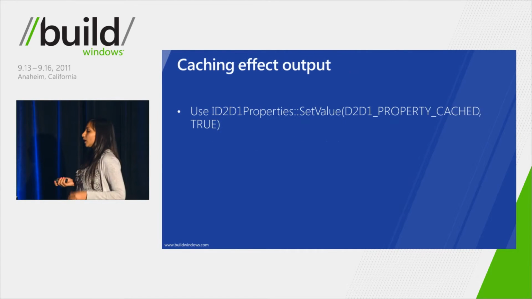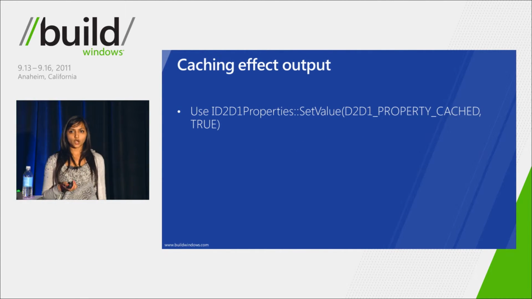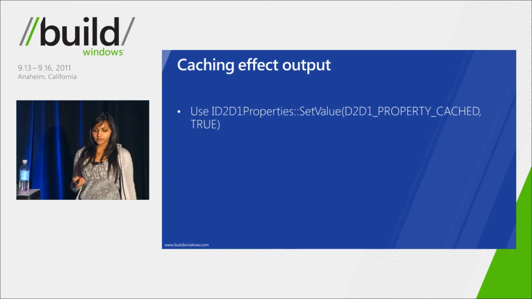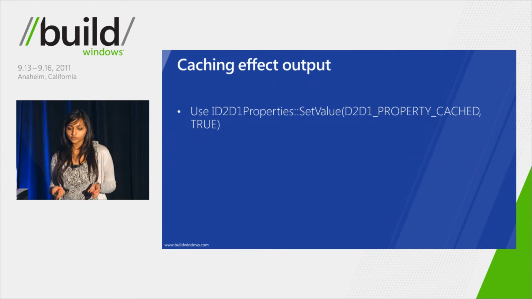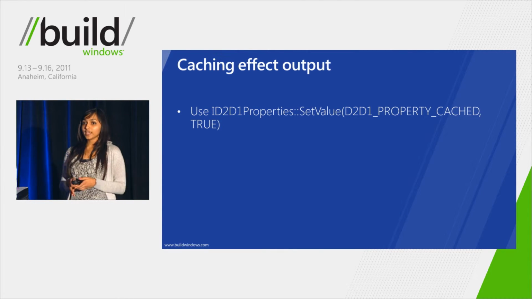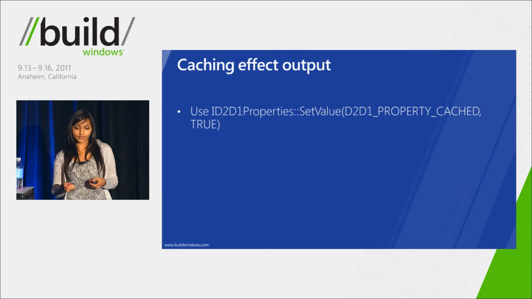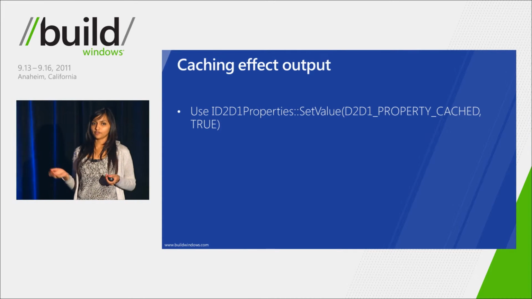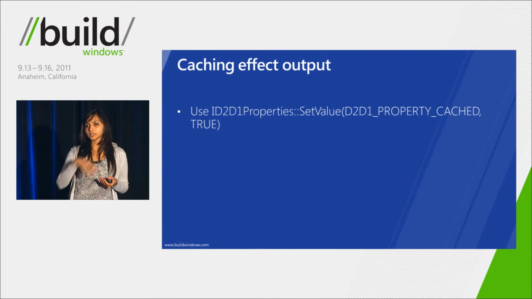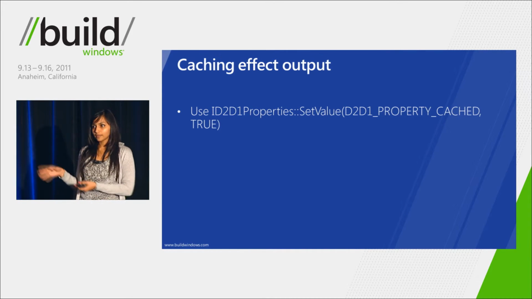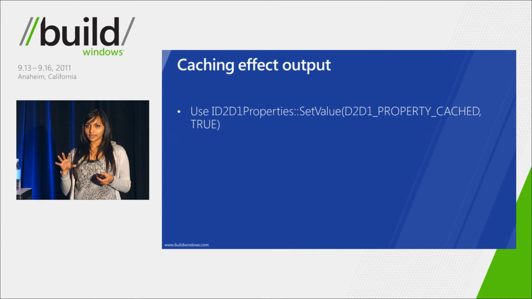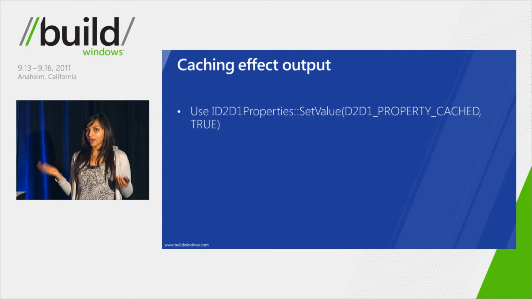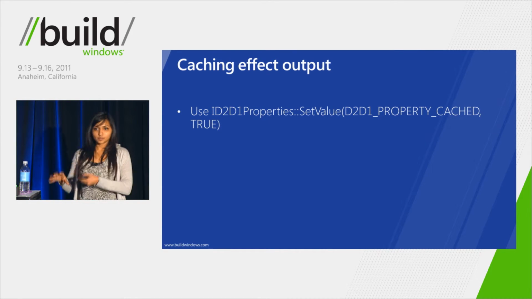There is a new interface in Direct2D called the ID2D1Properties interface that basically lets you set a bunch of effect properties. And one of those properties lets you cache the output of that effect. The way the entire pipeline works in a very naive way is that you have a bunch of inputs, and there's a black box, and then you have an output. That black box is basically where you can add a bunch of effects, and those effects can be linked together to have a very complex graph of effects to get the ultimate effect that you want.